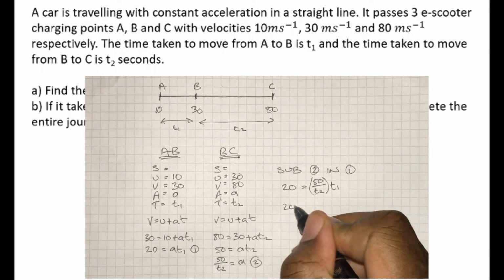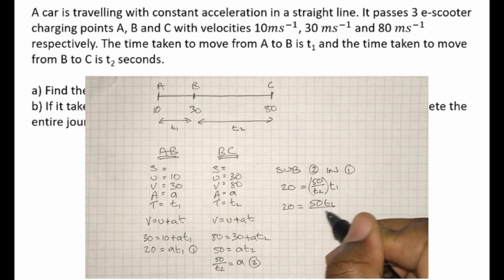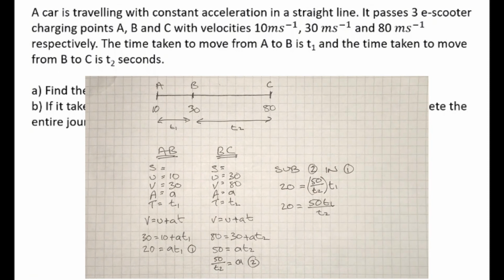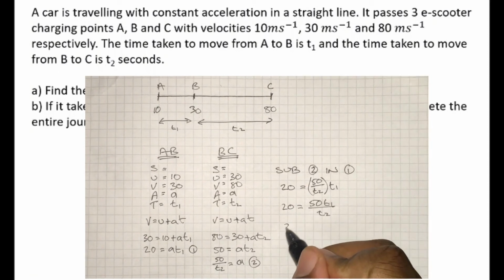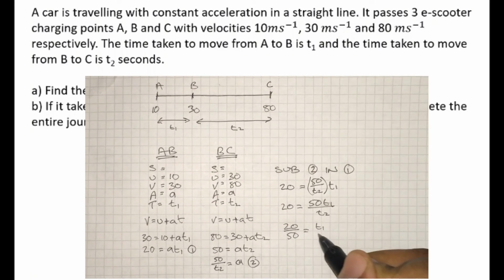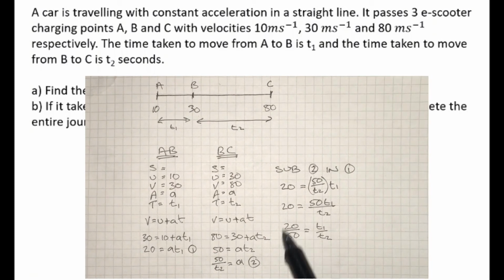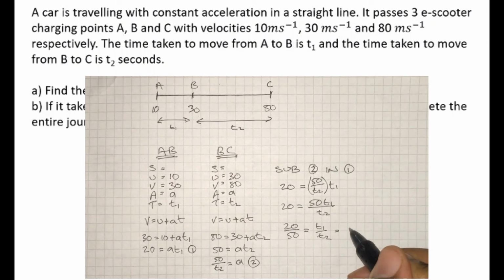Well, okay, I can write that out again, and I can just bring T1 into the numerator. So I get 50 T1 over T2. Let's divide by 50. I think you can see where we're going now. 20 over 50 equals T1 over T2. 20 over 50 simplifies. We can see that straight away. It's going to be 2 over 5.